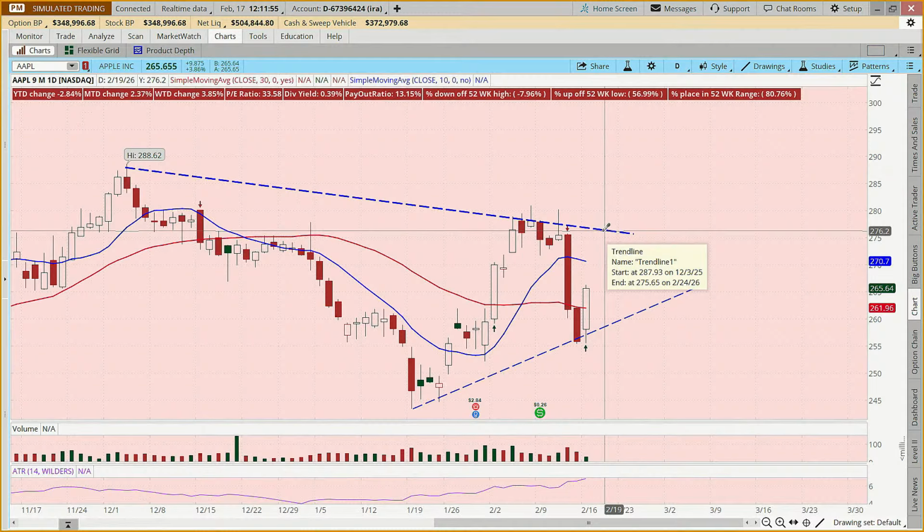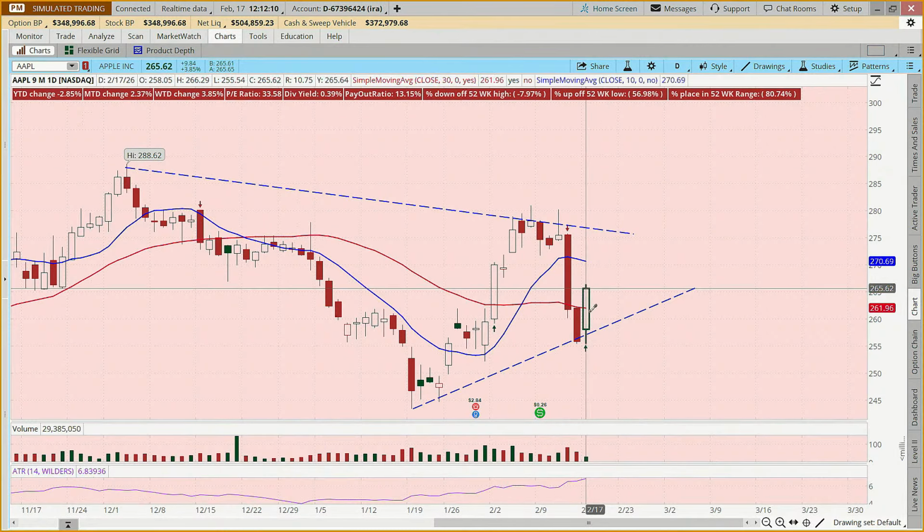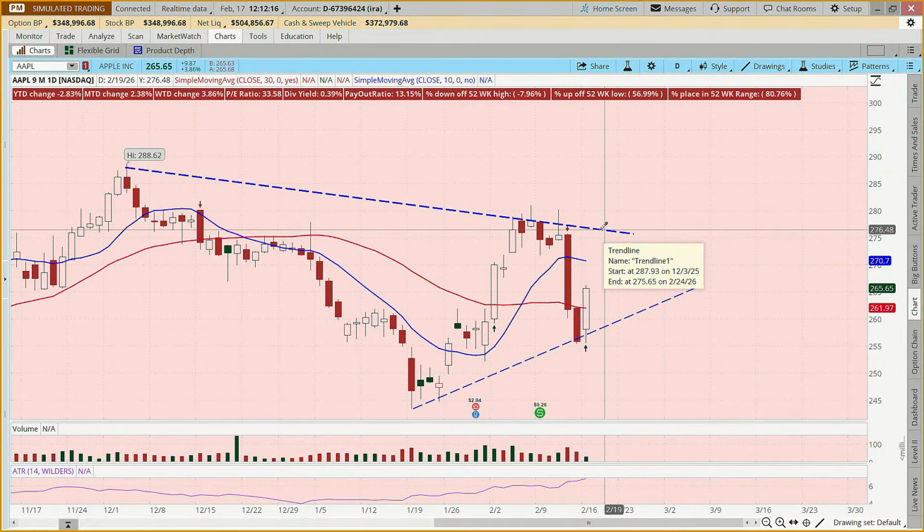That would be $11. And you might say, well, that's not much. Well, one, it beats a poke in the eye with a sharp stick. But if you took 276 and you were up $11 and we're buying it at 265, that's still a 4% return.